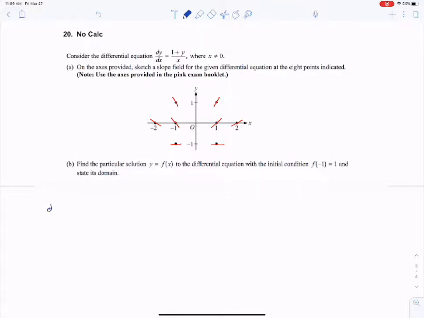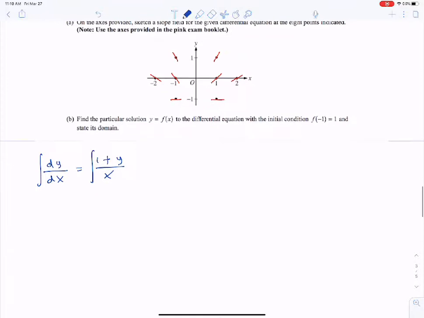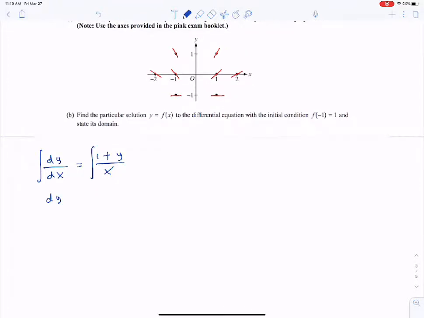So first thing we are going to have to do, and we have done this always when we have slope fields, this is always the question. They always ask this, okay? So the first thing we're going to have to do is find our function. So we're going to have to integrate this. So using separation of variables, I'm going to get dy over 1 plus y equals dx over x.